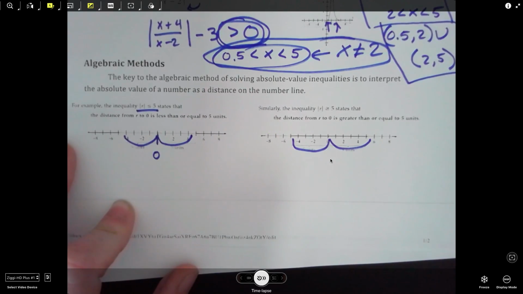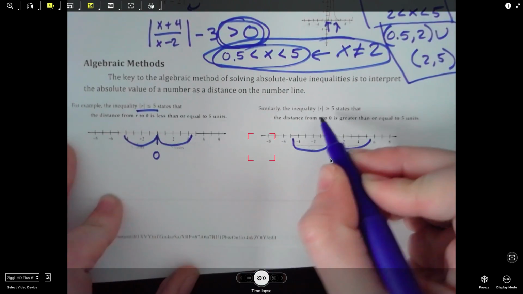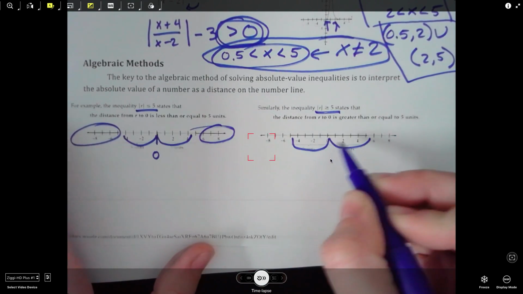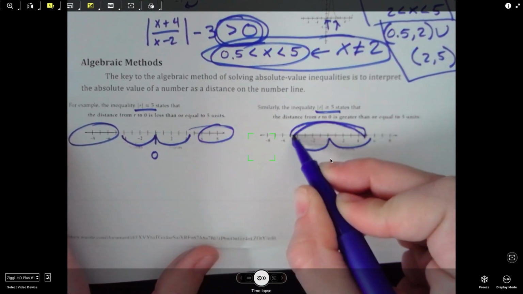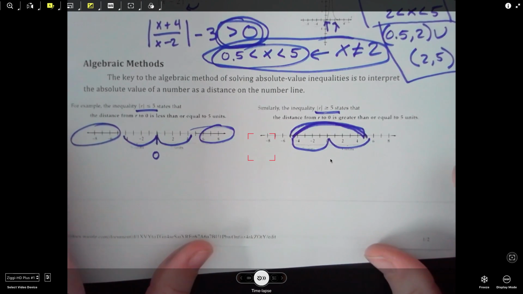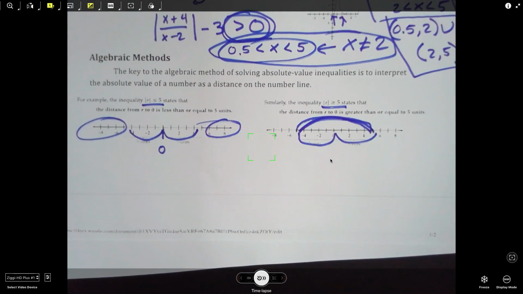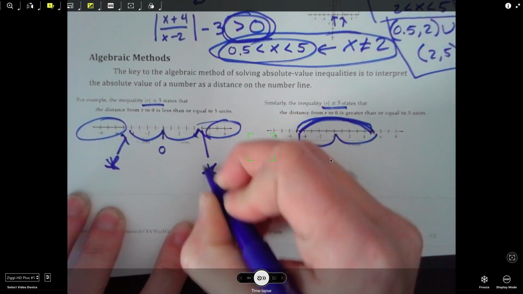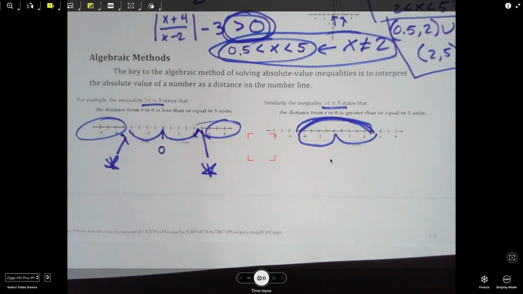Greater than or equal to, less than or equal to look like this. This is going to be less than or equal to. This is going to be greater than or equal to. Whatever, that's not terribly important. The thing that you just need to know is that absolute value just means distance from something. That's why there's 2 answers. This is one of your answers, and this is another one of your answers. That's why when we do absolute values, we do 2 solutions, okay?